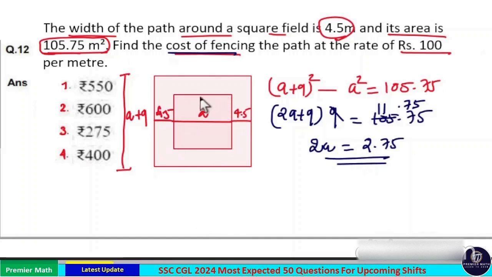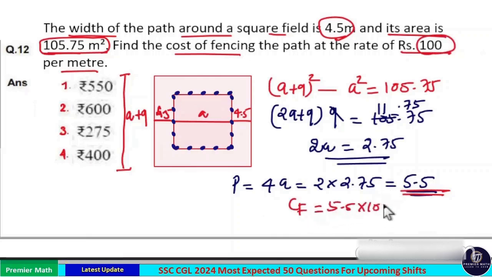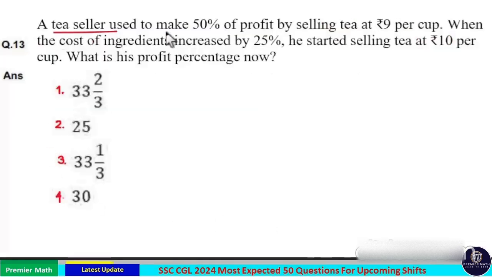To find that, we need the perimeter of this ground. Perimeter is equal to 4a, which is equal to 2 into 2a, that is 2 into 2.75, which is equal to 5.5. So here the perimeter is 5.5, which means this is the part we have to fence. So the cost of fencing is 100 per meter. So total 5.5 meter. So the cost of fencing is equal to 5.5 into 100, which is equal to 550. So option 1 is your answer.